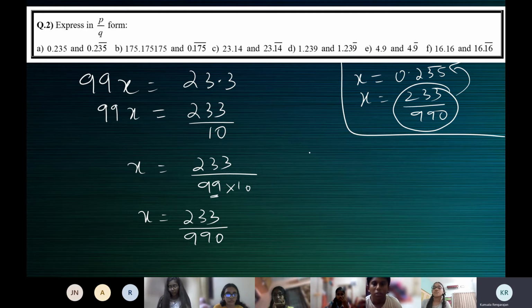The answer ends here, children. This is rough work. Don't write this. The answer ends here. The question is to find the p by q form of the given non-terminating repeating decimal. This is the decimal form. Sorry, this is the p by q form. Please understand the question.